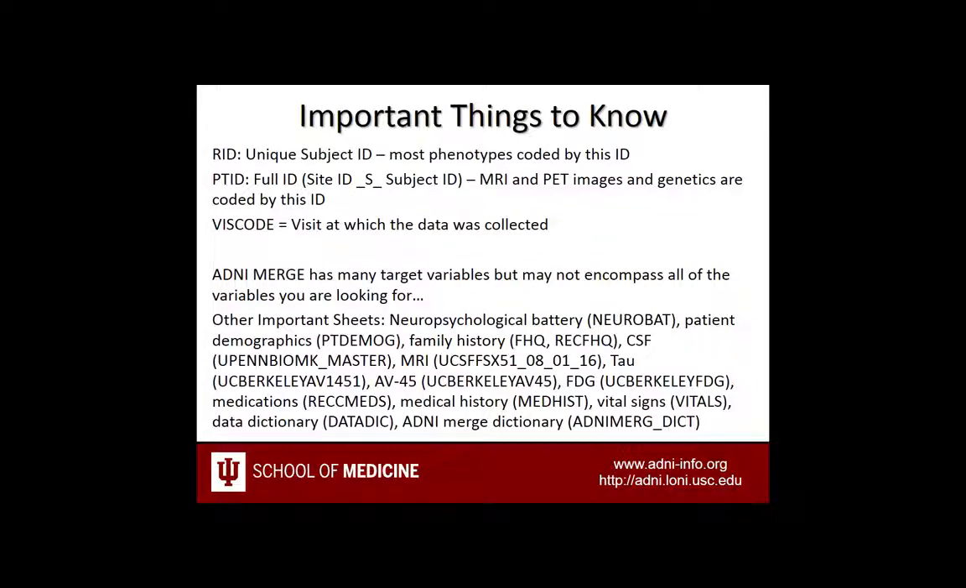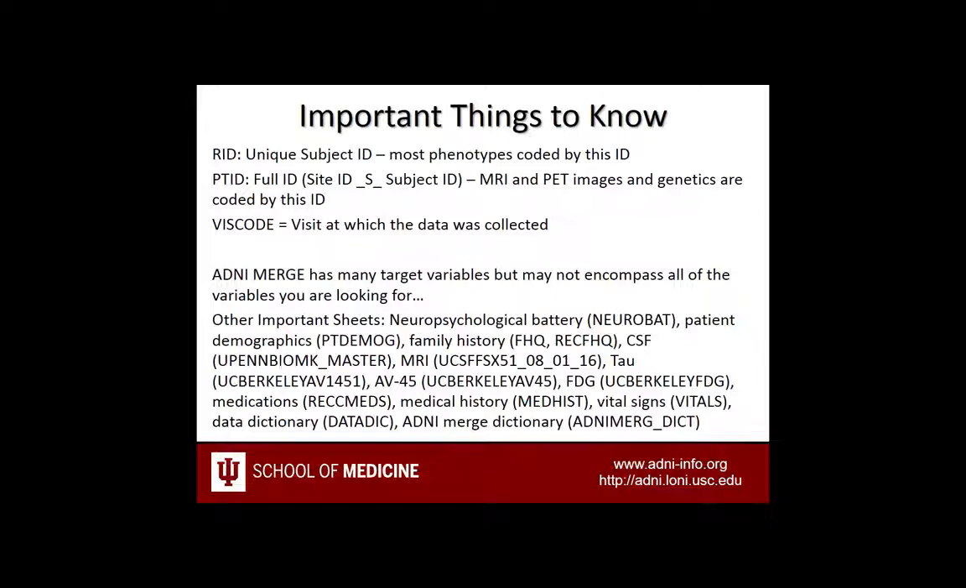So, important things to know when you're using the ADNI data set for anybody who hasn't used it before. The RID is what they call their unique subject ID. It's different for every person, and most of the phenotypes are coded by this. The patient ID is a full ID that includes both the site number and the subject ID. So that last piece of the full ID is actually the RID.